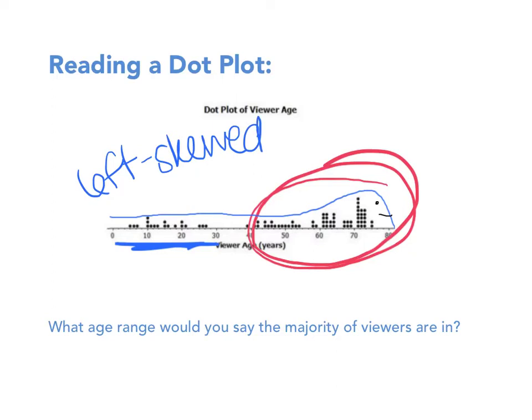And all you're going to be doing in class for practicing is how to read the graph. So what age range would you say the majority of viewers are in? Well, in dot plots, you look at whatever has the most dots because it shows that many people are that age.